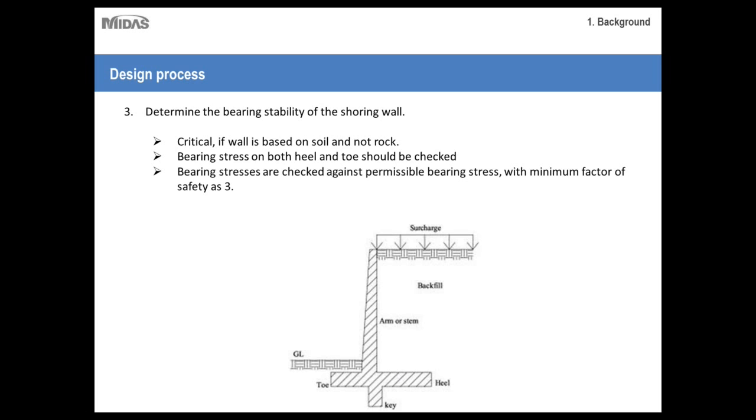Then the bearing stresses are checked against the permissible bearing stresses of the soil, and the minimum factor of safety should be 3. So if you are able to get this check and the factor of safety is 3 or greater, then you don't need to consider any settlement control. But if not, then you have to take measures for assessing the settlement that will be occurring underneath the wall, and whether there are certain measures to control it.